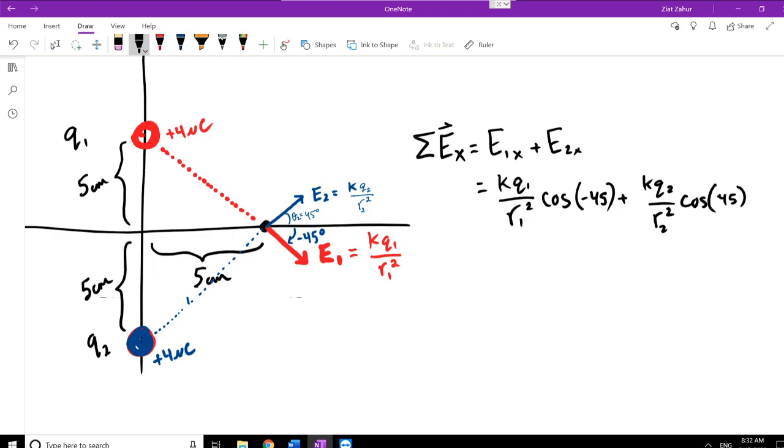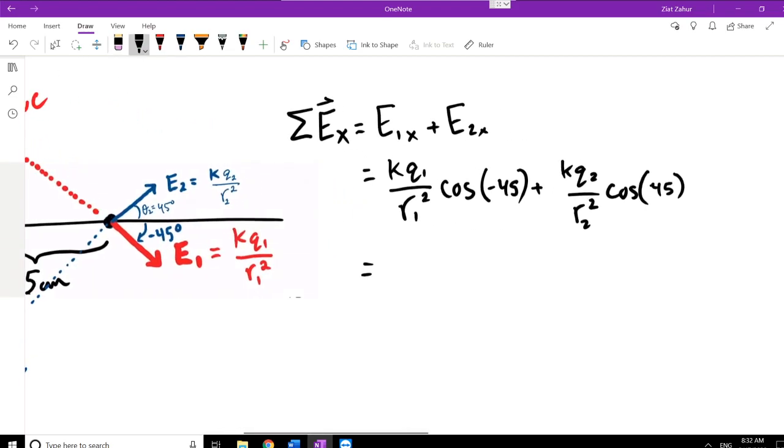Now, if you know your unit circle, of course, cosine 45 would be rad 2 over 2. That kind of simplifies a few things. But if you don't, that's fine. You just plug and chug. So you get K, which is 9 times 10 to the 9th, times Q1. Q1 is 4 times 10 to the negative 6, divided by the distance. We found the distance. It was 0.05 rad 2, squared.